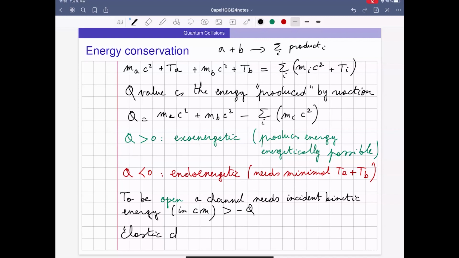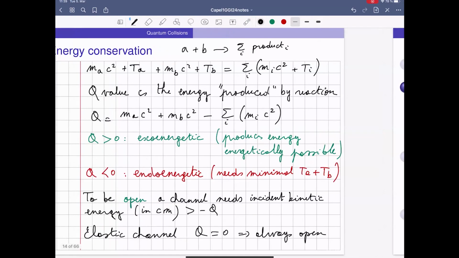the elastic channel has Q equal to zero, and so it's always open. So you can always have a reaction that takes place. So you can always have the scattering. Inelastic scattering and breakup will always require a minimum energy, because you need to transfer energy from the projectile-target relative motion towards the excitation energy. For transfer, in some cases you have exo-energetic reactions, sometimes endo-energetic reactions.